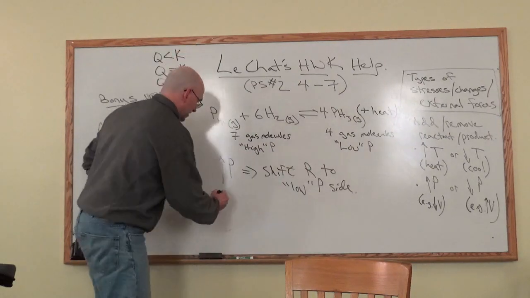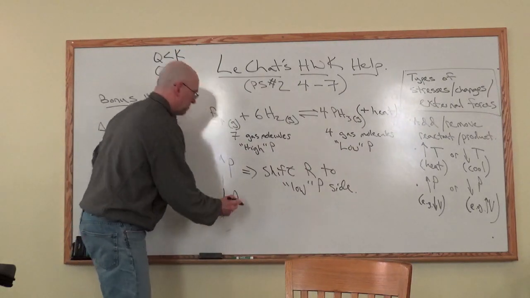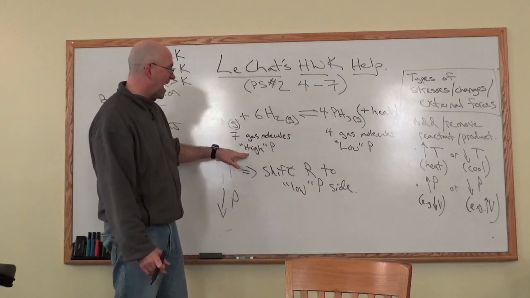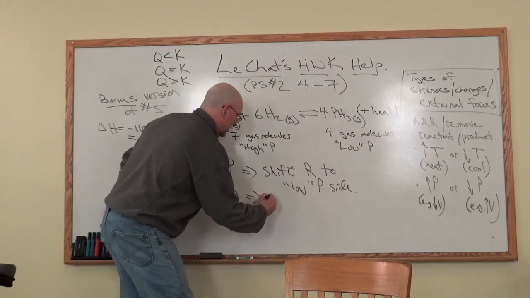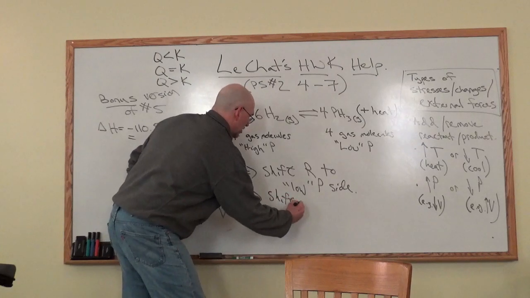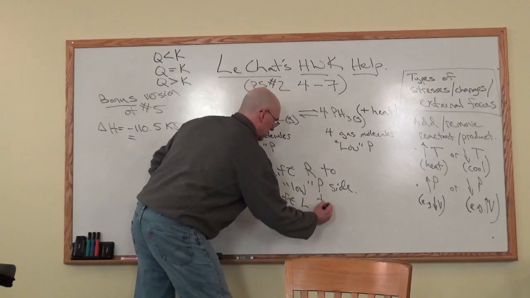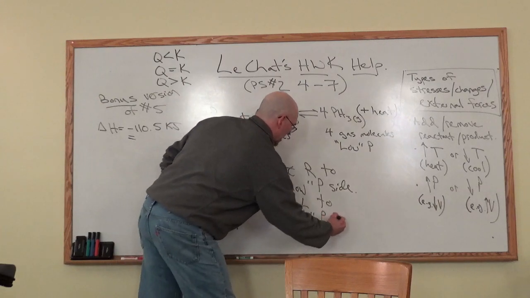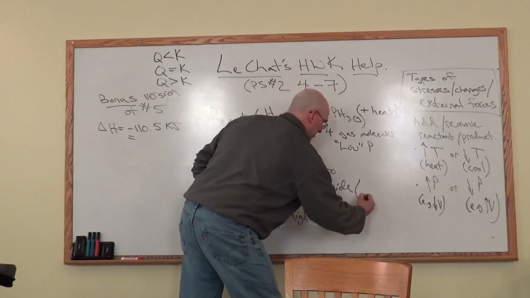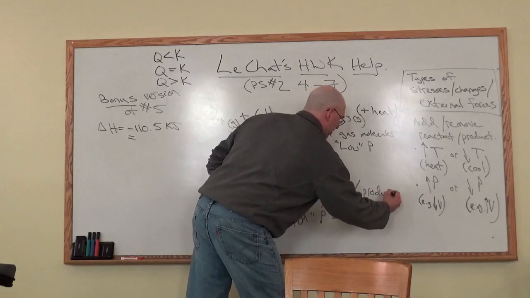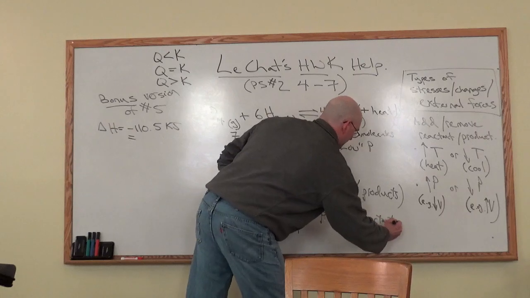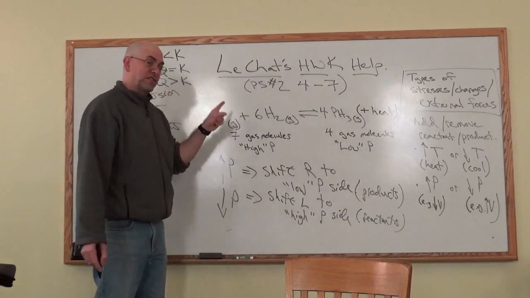Similarly, I think you see where we're going. What if I decrease the pressure by making it a larger volume? Well, the exact opposite is going to happen. It's going to go to the high pressure side. So that's going to be a shift left to the high pressure side. So in this case, the low pressure side of the products, the high pressure side of the reactants.